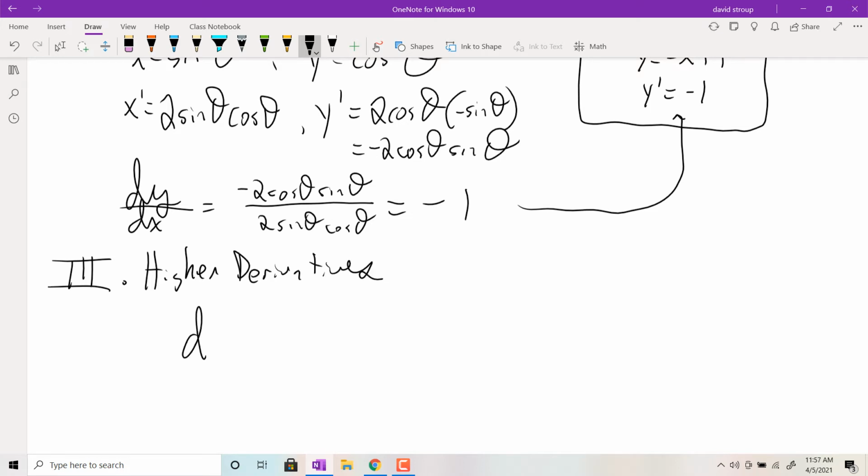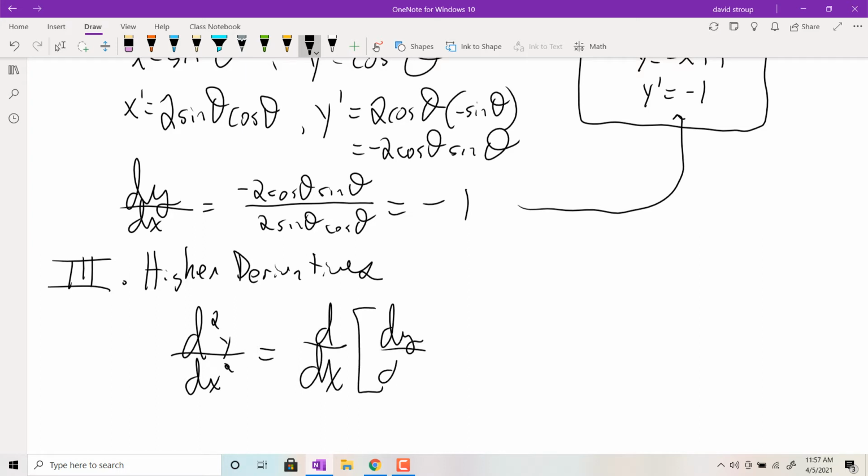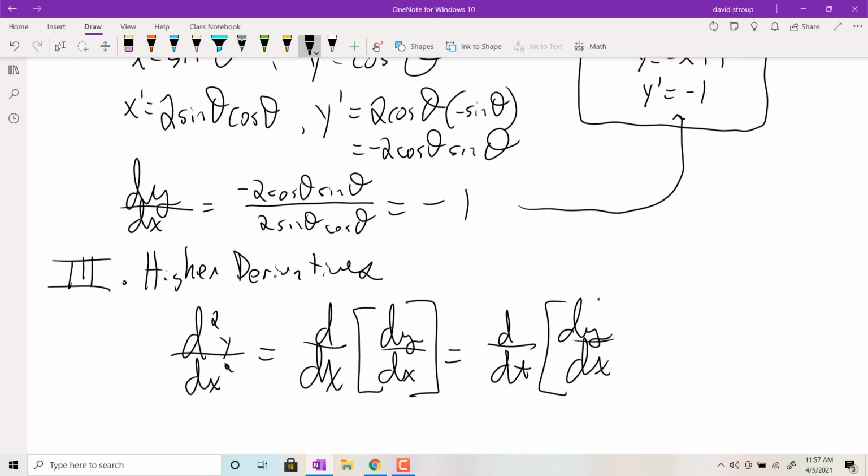And so the second derivative of y with respect to x, the way you think of it is taking the derivative of the first derivative, right? And in order to get a nice formula, we need to put everything in terms of t. So you can rewrite the derivative of this thing with respect to x as the derivative of that thing with respect to t all over the derivative of x with respect to t.